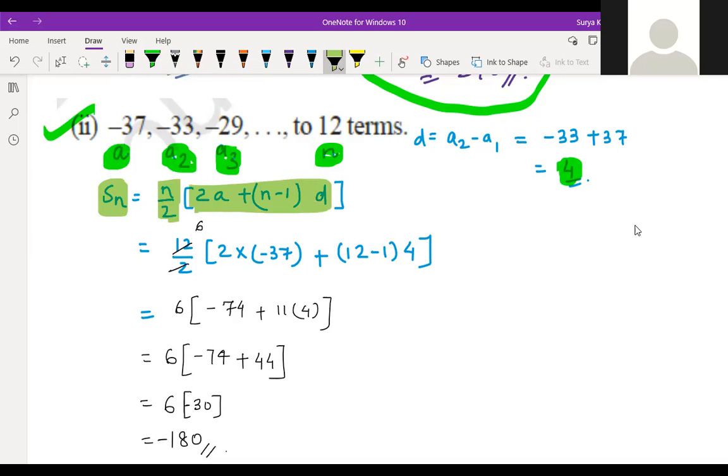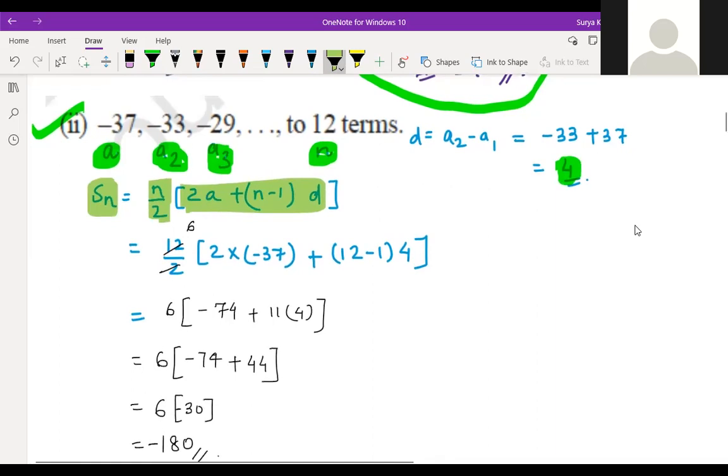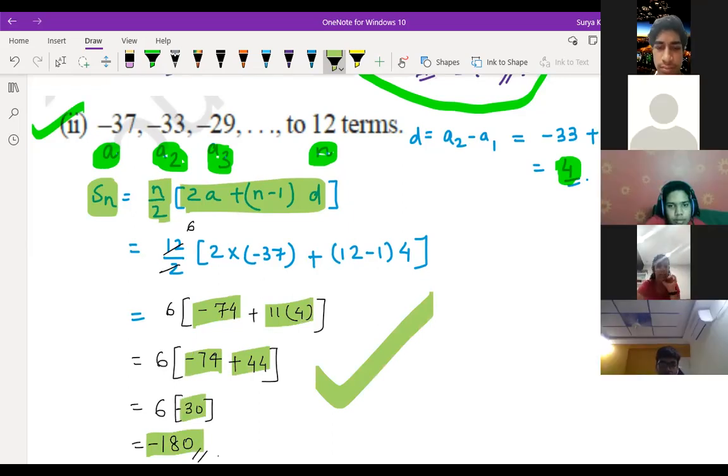Children, now check where you are getting doubt and all. 6 into minus 74 plus 11 into 4. Minus 74 plus 44 is minus 30. So the answer is minus 180. Anyone having doubt? No, sir. Hemant, it's clear.